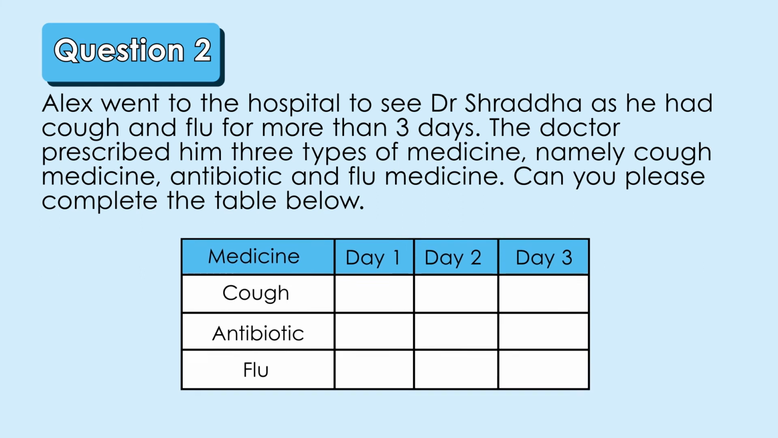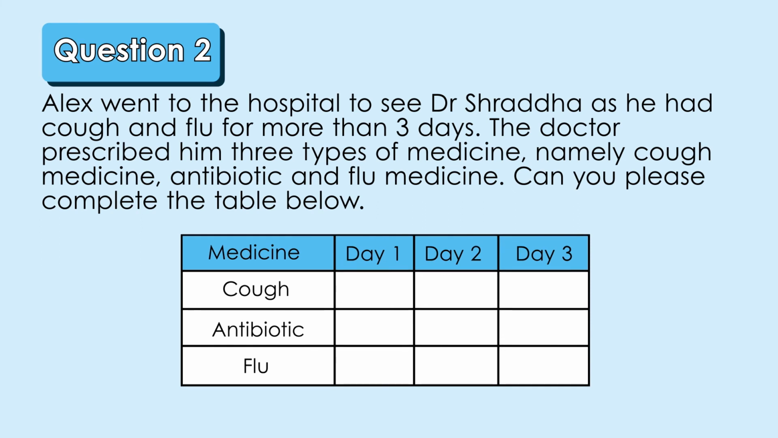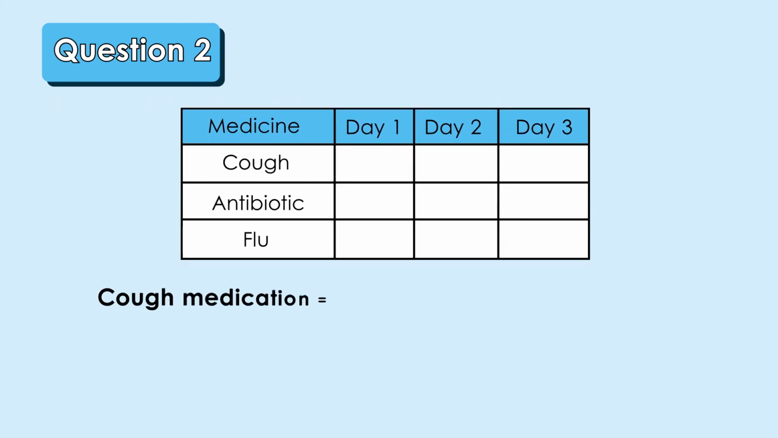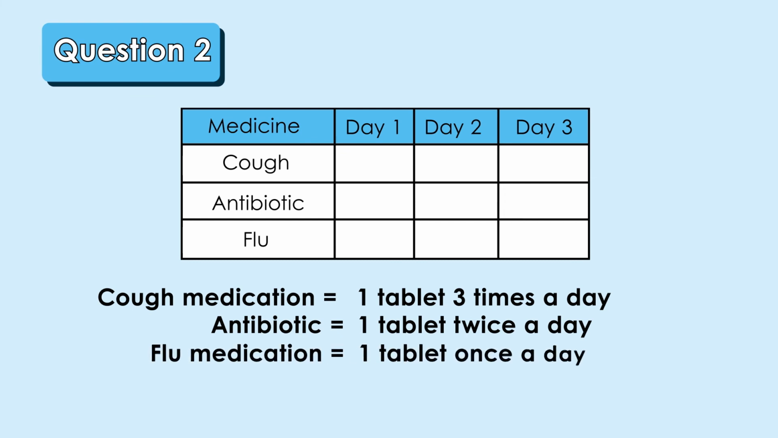Boys and girls, please take note of this. Dr. Shraddha's prescription was cough medication, 1 tablet 3 times a day. Antibiotics, 1 tablet twice a day. Flu medication, 1 tablet once a day. So, first round of taking medication is at 8:10 a.m. Alex is going to take the cough medication, antibiotics and flu medication.